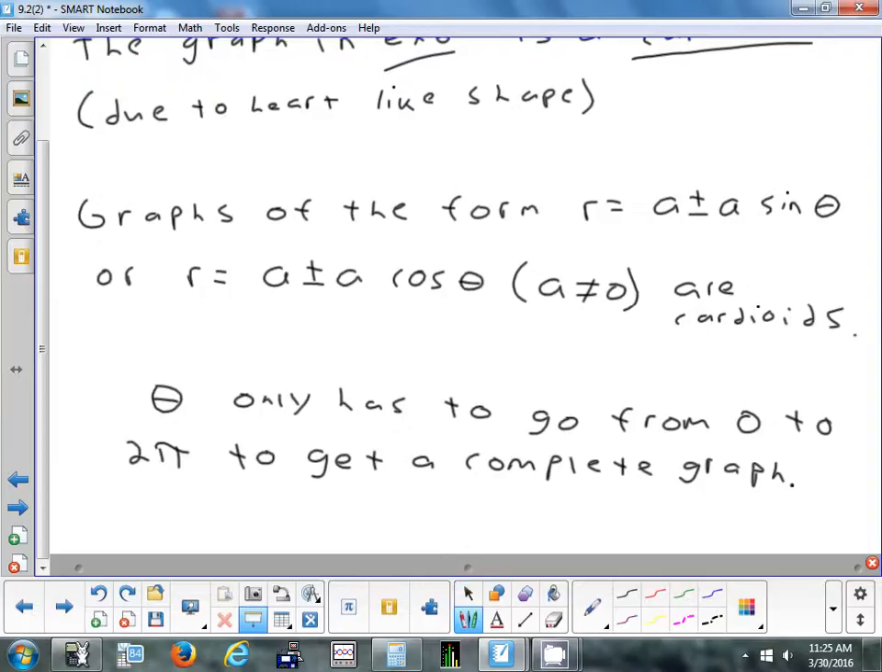Any questions on graphing cardioids? Not too bad once you recognize the format. Anytime you see something in one of those two forms, you know it's a cardioid. Hey, does everybody have that?